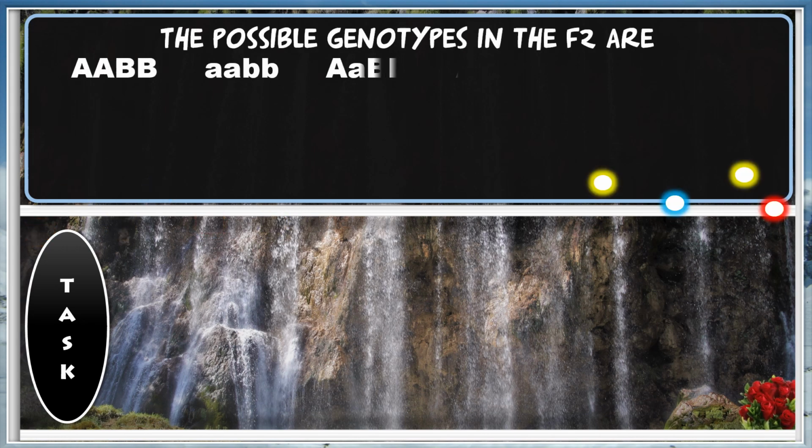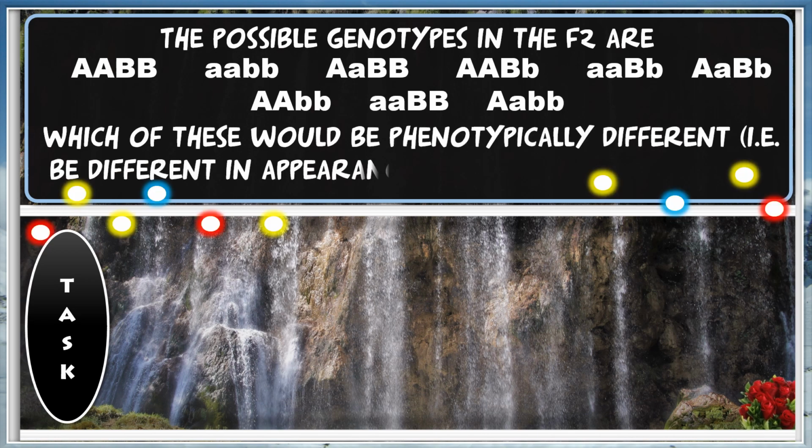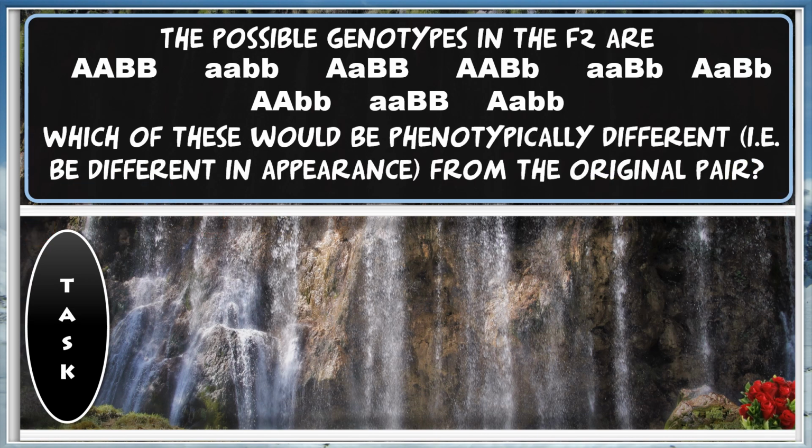The possible genotypes in the F2 are the nine combinations of the A and B alleles, including AABB, AaBb, aabb, and the other combinations of capital and small letters.